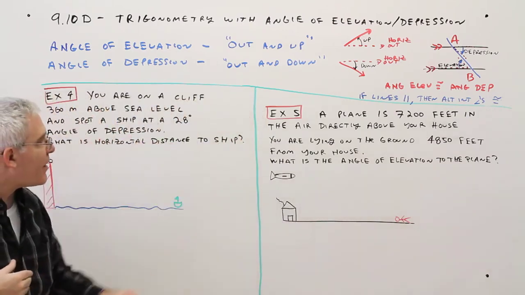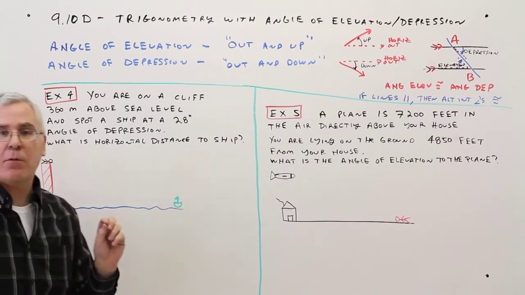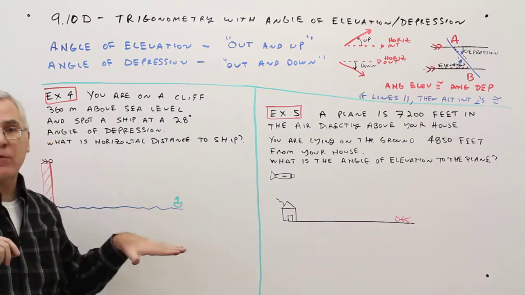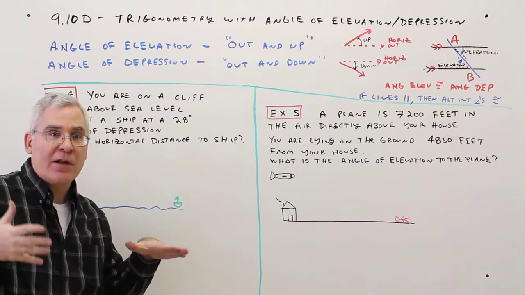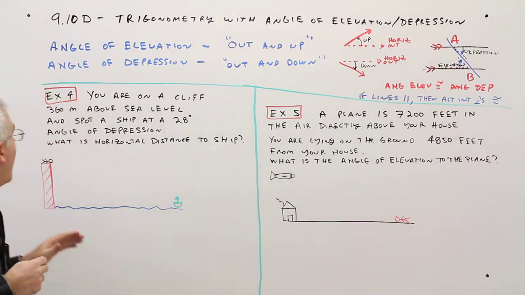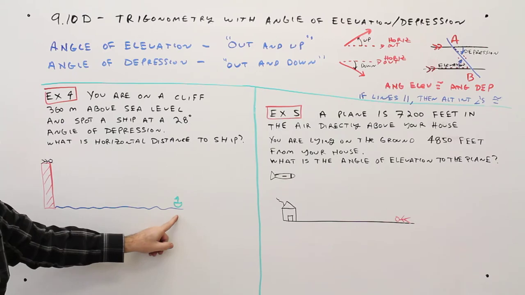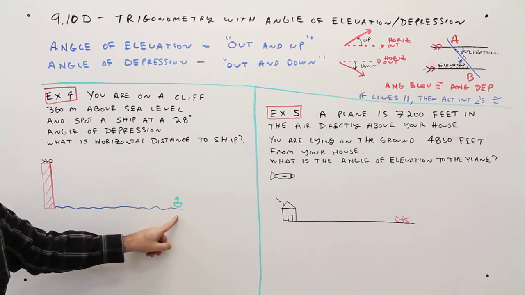All right, so I've got two examples here. Example 4. And one note, these drawings are not to scale, and normally in class I'd have a student draw these because I am really bad at drawing. All right, so you are on a cliff 360 meters above sea level and spot a ship at a 28-degree angle of depression. What is the horizontal distance to the ship?